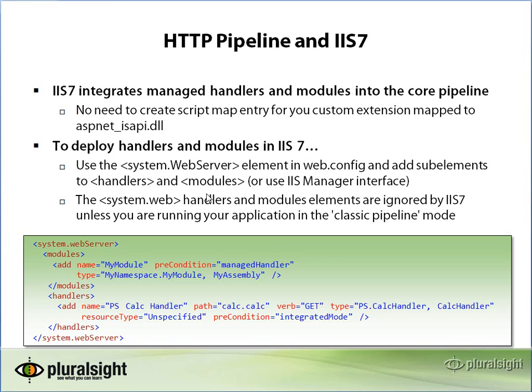So we've seen how to deploy custom handlers to an IIS6 installation, or the equivalent of it. I used the backwards compatible pipeline for that. What I want to do now is show you how to do it directly in IIS7.